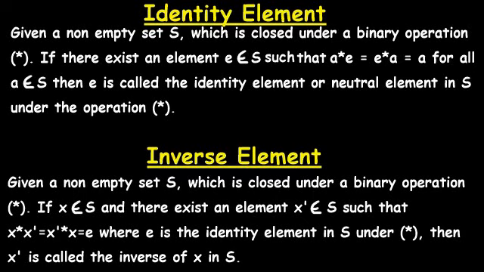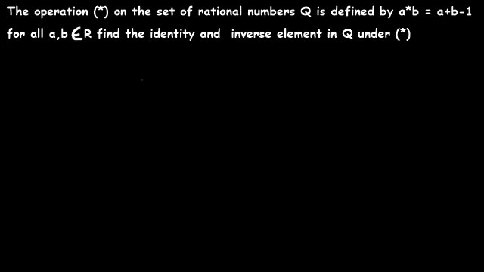Example number 1. The operation asterisk on the set of rational numbers Q is defined by A asterisk B equals A plus B minus 1 for all A, B that are elements of Q. Find the identity and inverse element in Q under the operation asterisk.